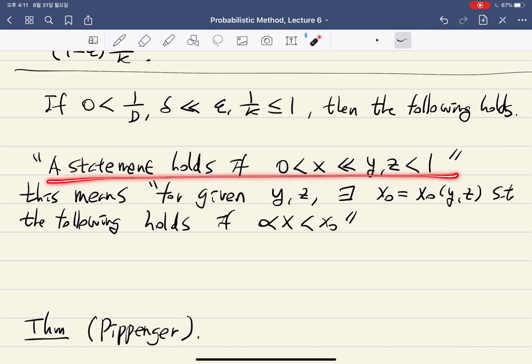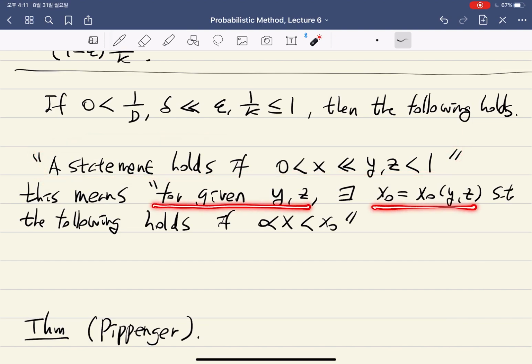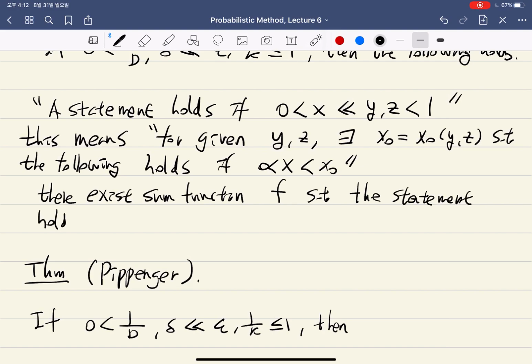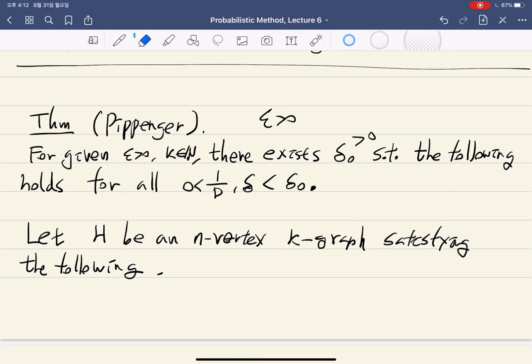So if you write it this way, it means that for given y and g there exists some threshold, and as long as x is smaller than that, the statement holds. So in other words, it means that there exists some function, say x0 or f, such that the statement holds as long as x is smaller than f of y and g. So this statement can be fixed as, for given epsilon and k, we bound these two smaller ones.